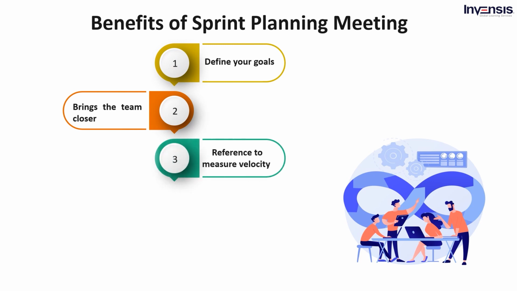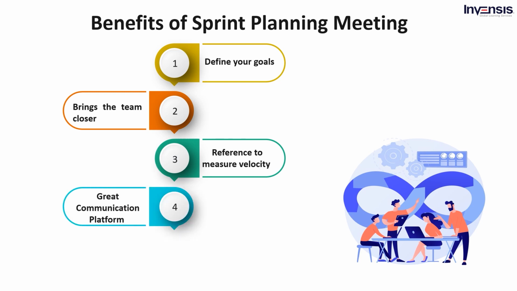A reference point to measure velocity. Firstly, let's understand what velocity is. It is the amount of work that a team can handle during a single sprint process. It is also known as the key metric in Scrum. If you wish to know how much your team can accomplish, it can be done through a sprint planning meeting.